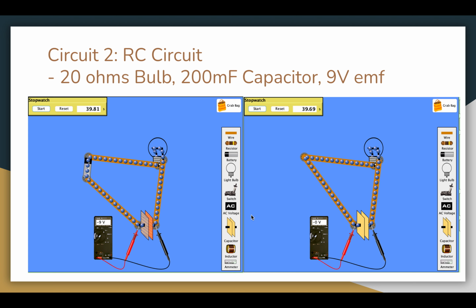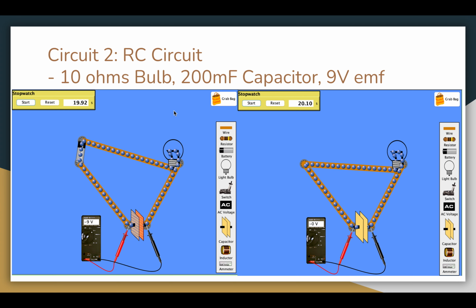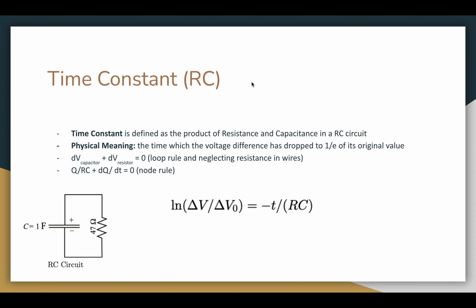In the second part, we used an RC circuit, and no matter if it's charging or discharging, the current is always diminishing. And for a 20 ohms bulb, you can see the time to charge and discharge is around 40 seconds. For 10 ohms, that's around half of it, so it's 20 seconds. So time constant is defined as a product of resistance and capacitance in the circuit, and it is the time in which the voltage difference is dropped to 1/e of its original value.